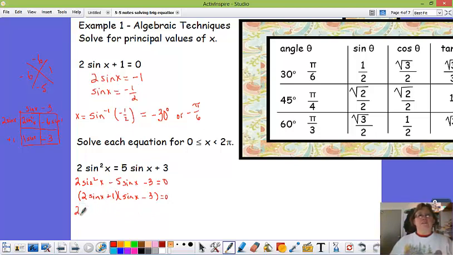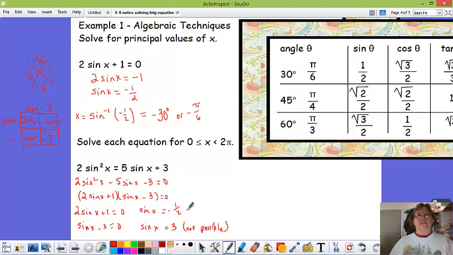So now we're solving. 2 sine x plus 1 equals 0, and that can only happen when the sine of x is negative 1/2. That's good, because we already know about that. The other parenthesis says the sine of x minus 3 equals 0, and that would say sine of some angle is equal to 3. Folks, that's not possible. Sine can't go to 3. Okay? It's not possible. There is no solution there, or that solution is extraneous is the better way to say it.